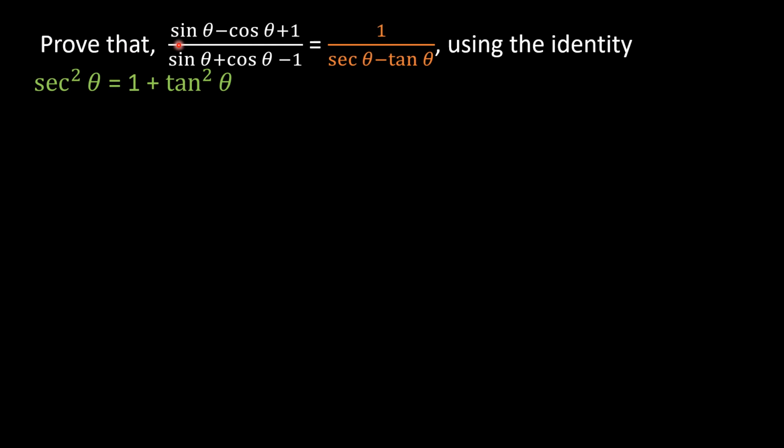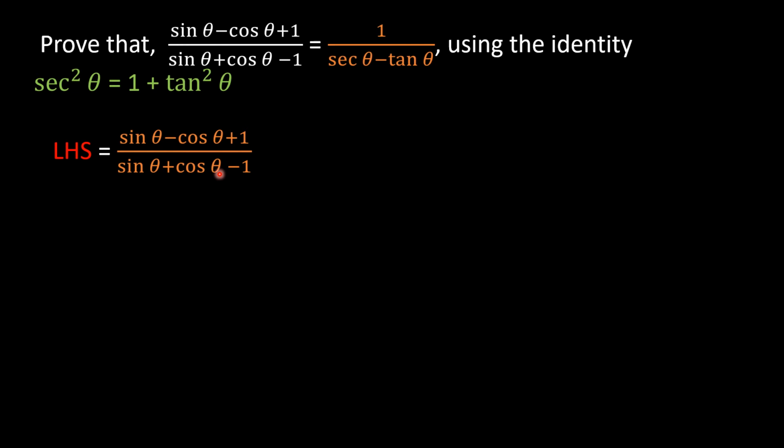Prove that (sin theta minus cos theta plus 1) divided by (sin theta plus cos theta minus 1) equals 1 divided by (sec theta minus tan theta), using the identity sec square theta equals 1 plus tan square theta. Now in this expression there is no sec theta or tan theta in the left hand side. So we write the left hand side first, (sin theta minus cos theta plus 1) divided by (sin theta plus cos theta minus 1). So we have to bring sec theta and tan theta in this left hand side.